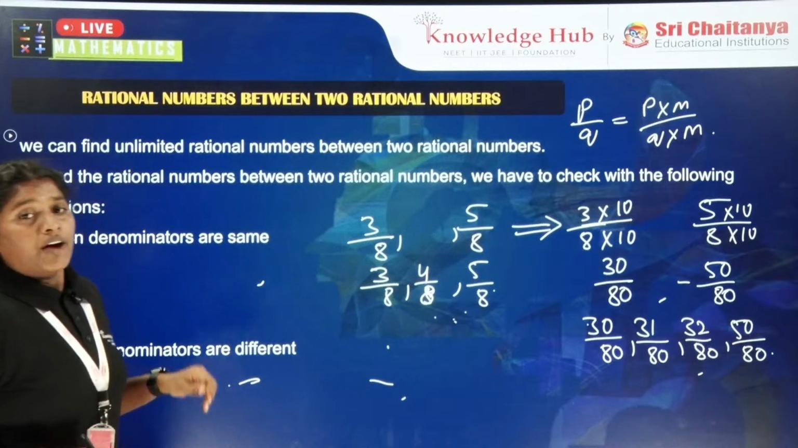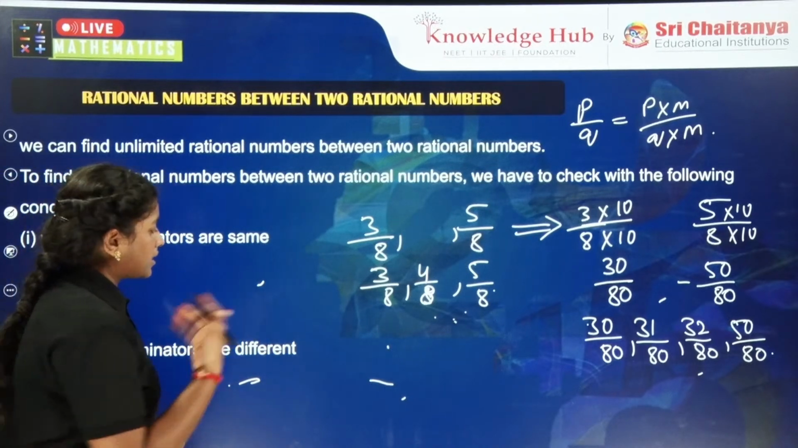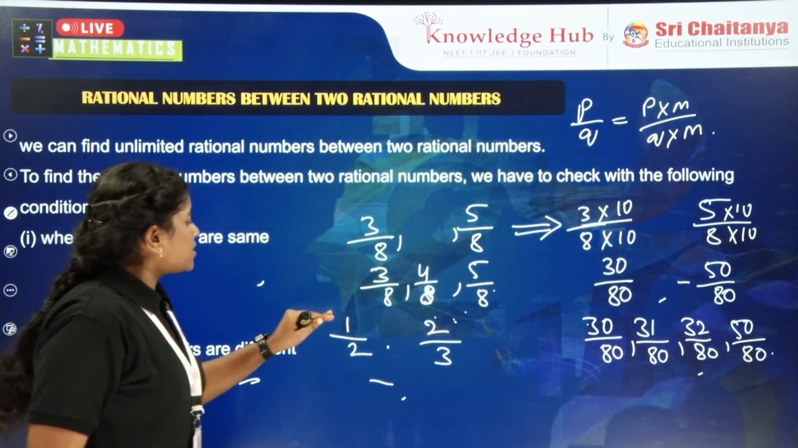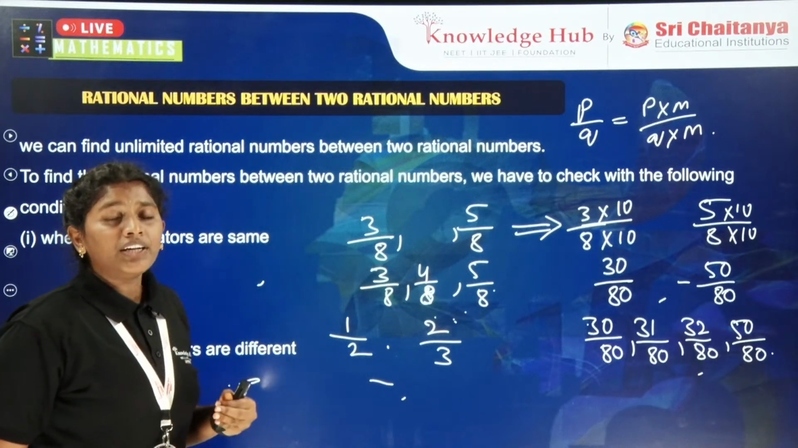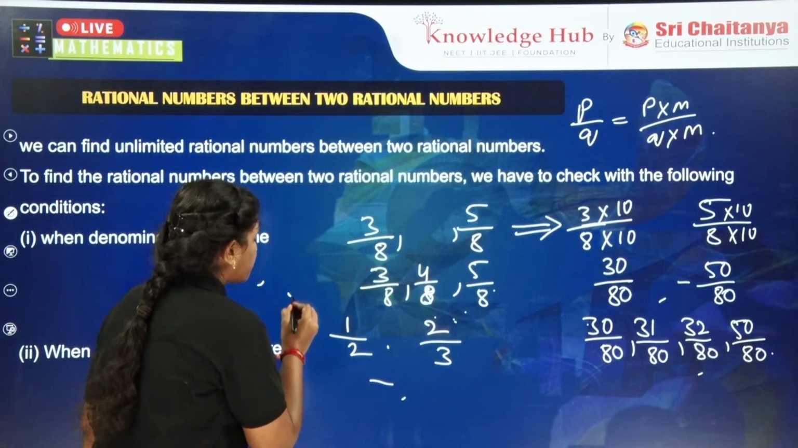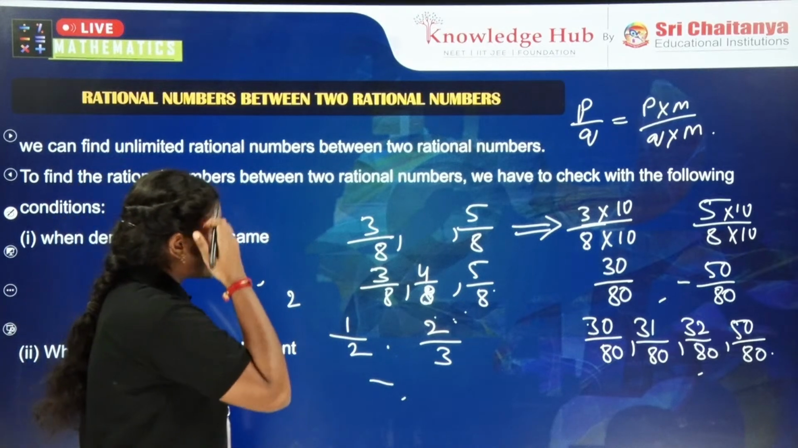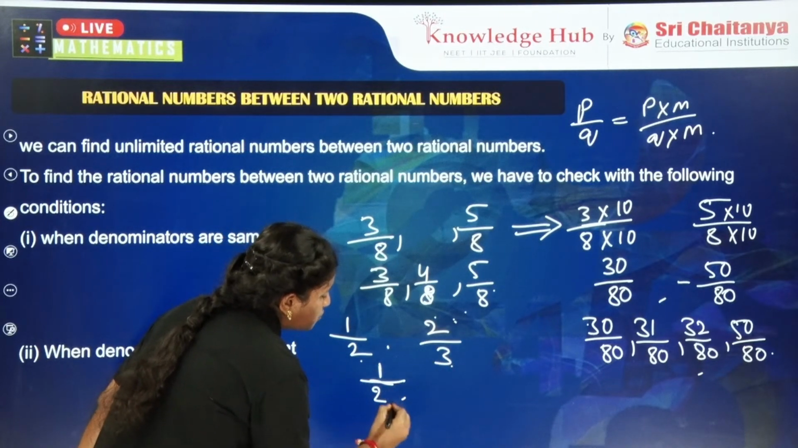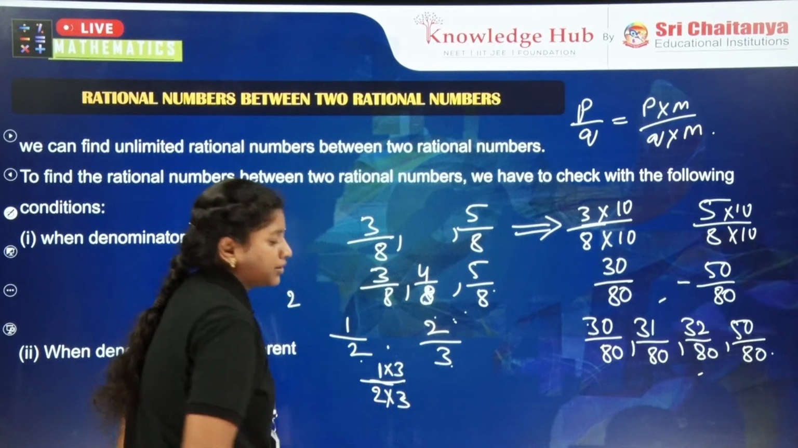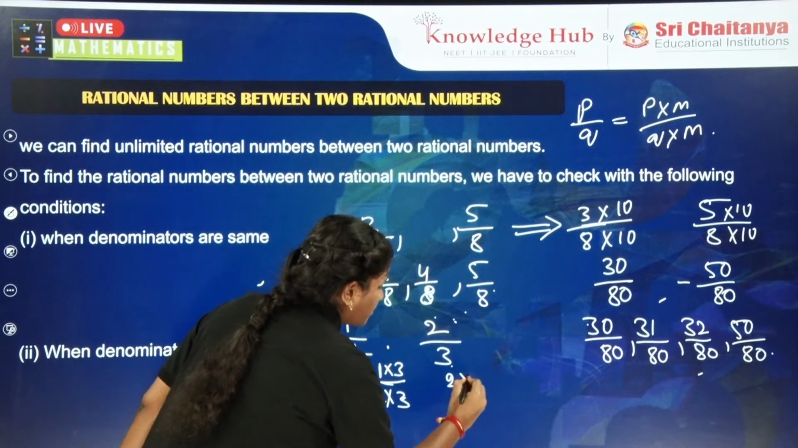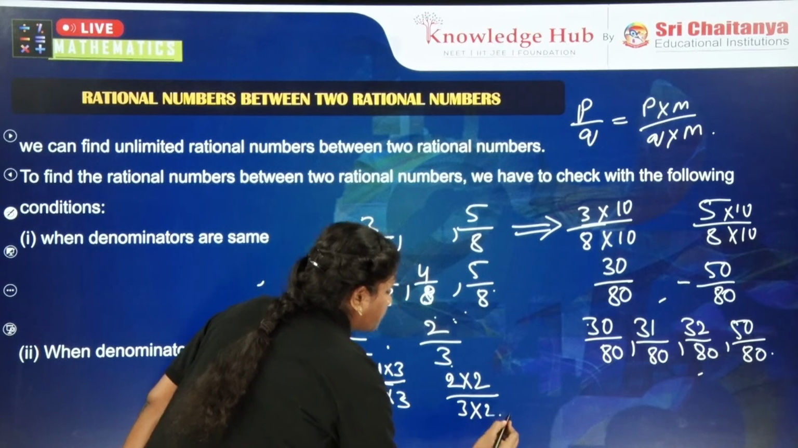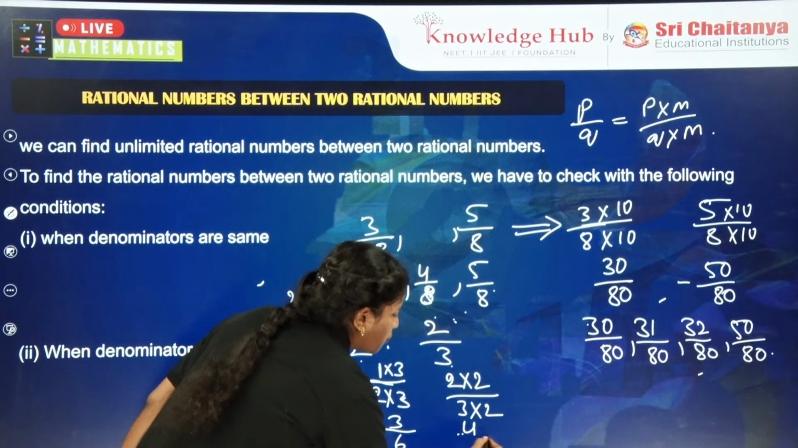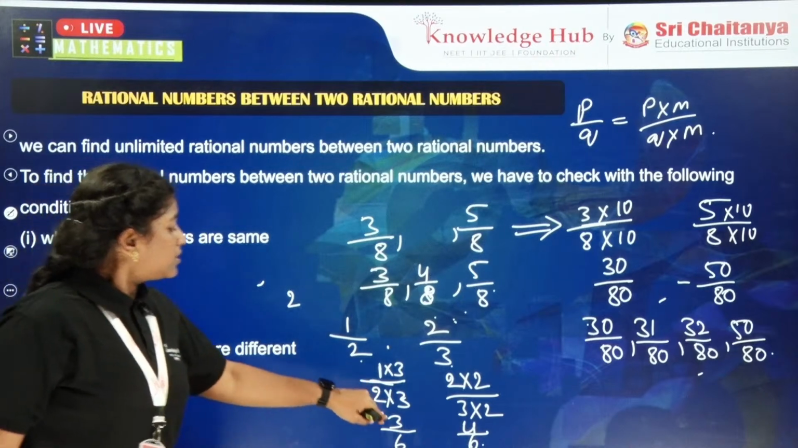Now moving to the next one, what if we are having different denominators? Like consider 1 by 2, another one will be 2 by 3. Okay, if you observe here, 1 by 2 and 2 by 3 are having different denominators, and I have to insert or find two rational numbers between them. So how can we find? First of all, we have to make the denominators the same. So that becomes 1 into 3 by 2 into 3. Now once again it will be 2 into 2 by 3 into 2. So now 1 into 3 will become 3 by 6 and 2 into 2 will become 4 by 6. So after 3 we will get 4.